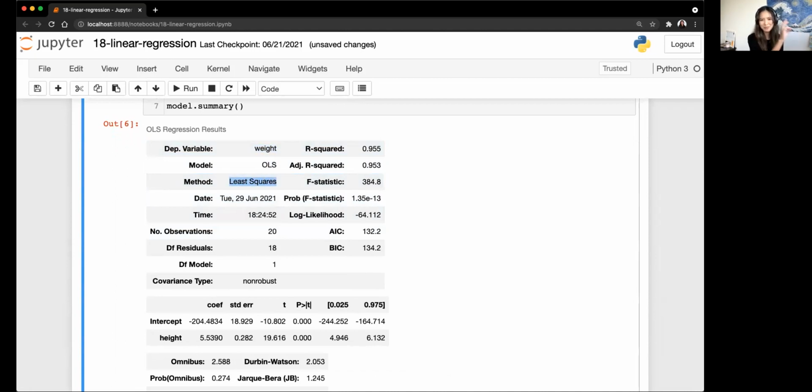Usually, pretty much 100% of the time, that is what you're going to see. You should not see anything that you don't expect there. If you do, let me know. You also see when it's run. You have 20 observations here. DF residuals, degrees of freedom of your residuals.